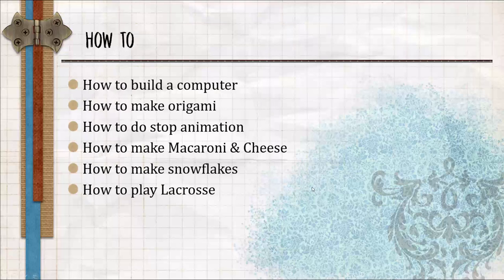You could also do how-tos. So how to build a computer, how to make origami, how to do stop animation, how to make macaroni and cheese. Macaroni and cheese might be pretty simple. It might be hard to get that into 6 steps, but how to make snowflakes, the rules of a game you play, like lacrosse, like these are the rules, this is how you play, whatever. So how-tos are really fun. And there's tons of videos online that show you how to do origami. It would be fun to have each slide as a different type of origami, and you can find a video of somebody making that origami, right?